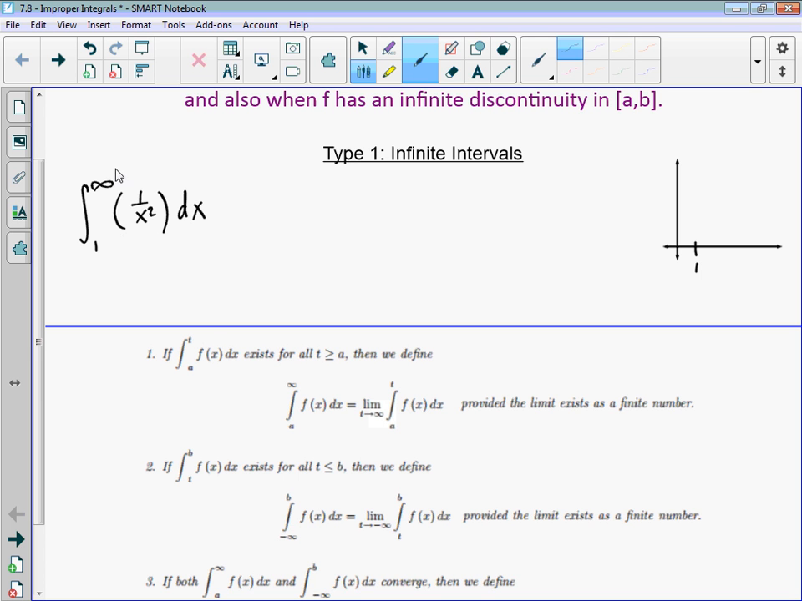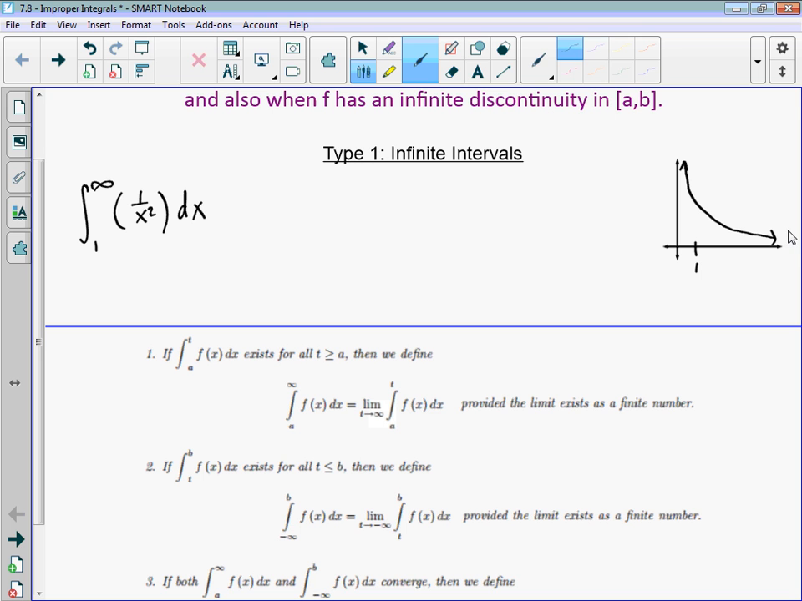Okay, so if we have a function like 1 over x squared, here, I'll try to do an okay sketch of what that graph looks like. It looks something like this. And we're trying to find the area under this curve from 1 all the way to infinity. It seems like I'm always adding more area because it's always above the x-axis, so the answer is going to be infinity.